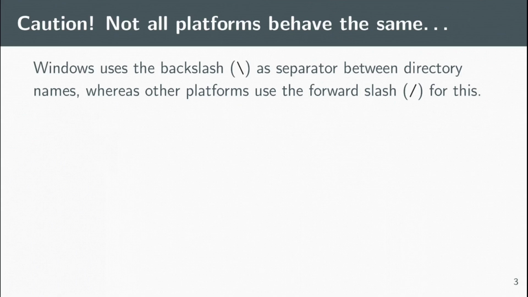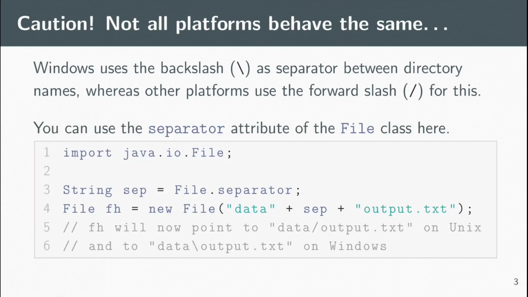At least the issue with forward or backward slashes can be dealt with by relying on a constant defined in the File class called separator, which is either backslash or forward slash depending on what operating system you're running this code on. For example, in line 3 we just introduce sep as a shorthand for File.separator. Now in line 4 we create a new file handle that uses path data plus a separator plus output.txt. And this will point to data/output.txt on a Unix operating system and to data\output.txt on Windows.